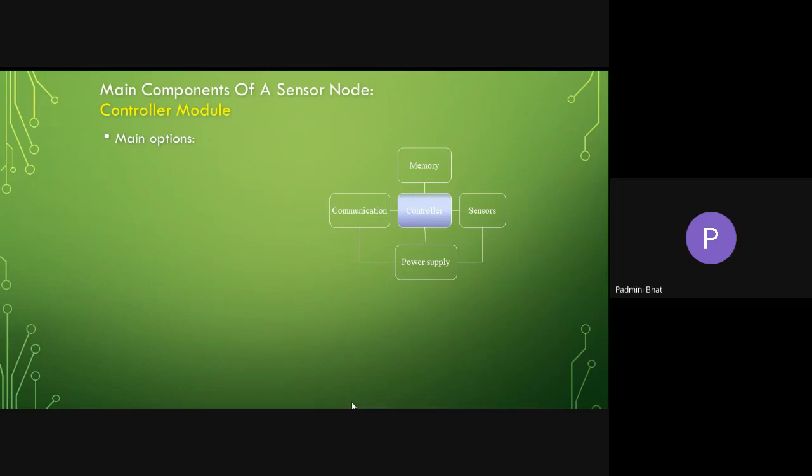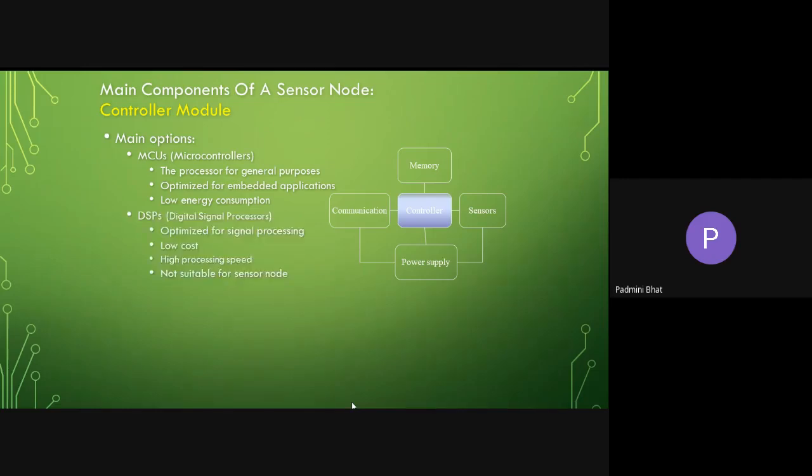Now coming to these modules part by part. The first one is the controller module. The main option is the MCU, a general-purpose processor optimized for embedded applications, with a compact size and low energy consumption. Then come DSPs, which are optimized for signal processing. They are low cost with high processing speed, which is important, but not suitable for a sensor node because of their optimized signal processing.